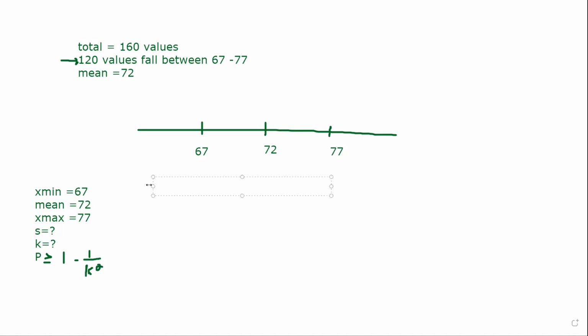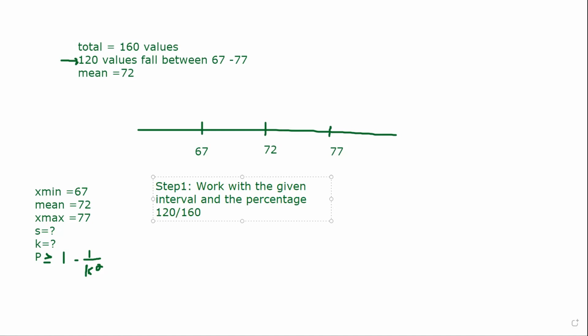Step one, I'm going to work with the given interval and the percentage. So here's how it works. We know that we have 120 values out of 160 values that fall in the interval you see on the screen. Now, if you divide 120 by 160, can you tell me what you get? 0.75, or 75%, right?